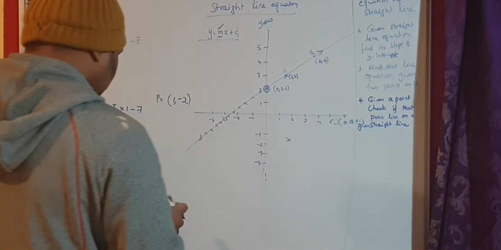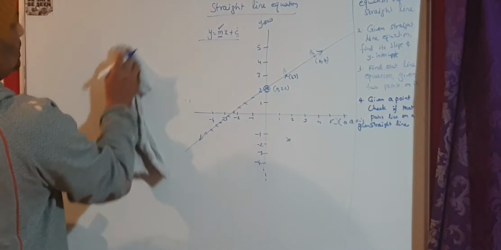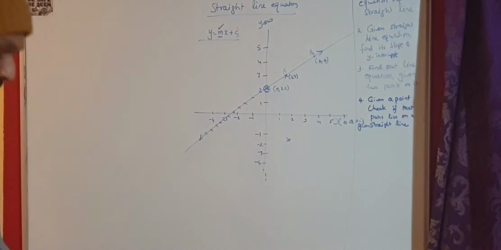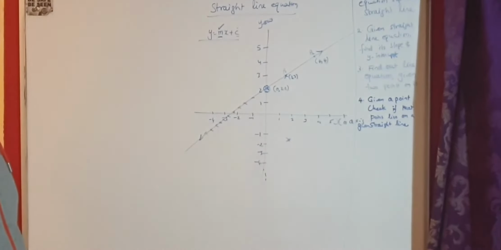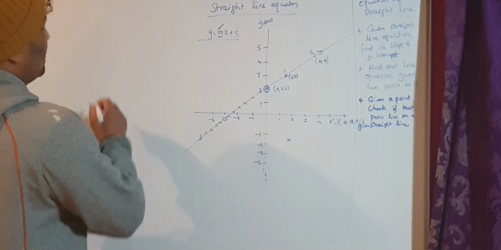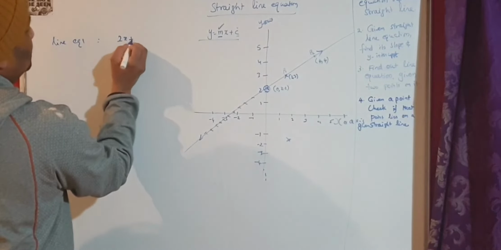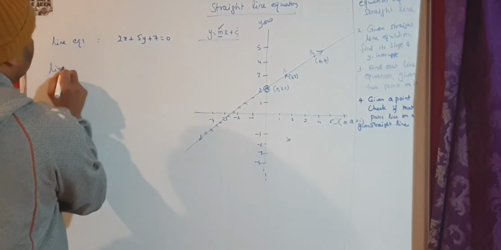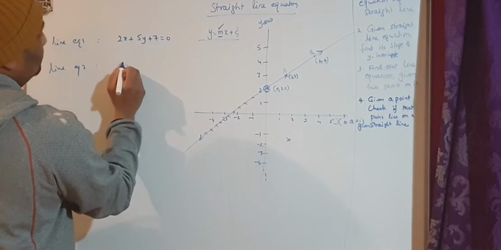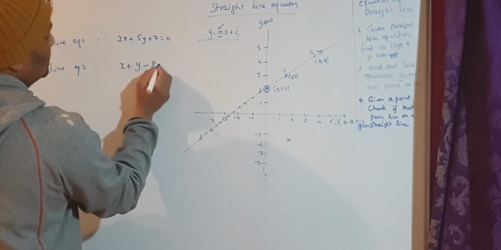And the next one is, say for example, if two lines are given, there may be a question like whether those two lines are parallel lines or not. Let's check how to verify that. Say I have given you line equation 1 as 2x plus 5y plus 7 is equal to 0, and line equation 2 as x plus y minus 8 is equal to 0.